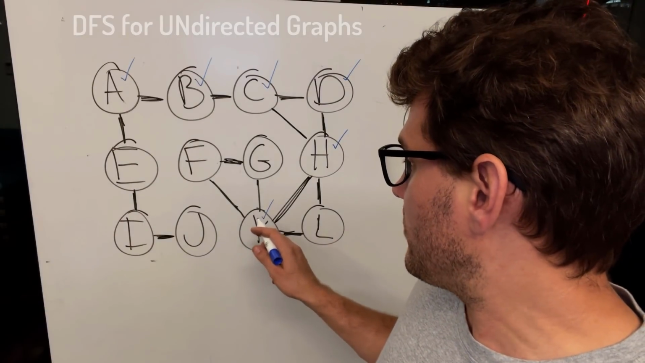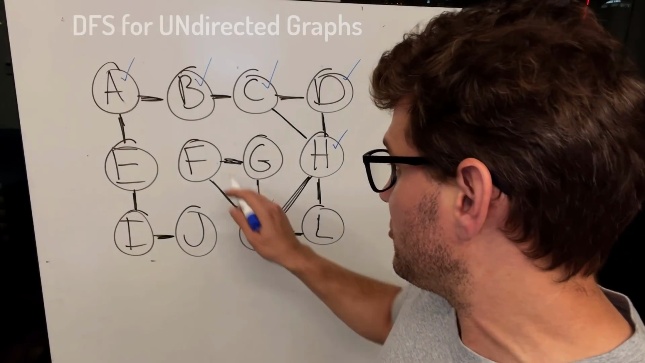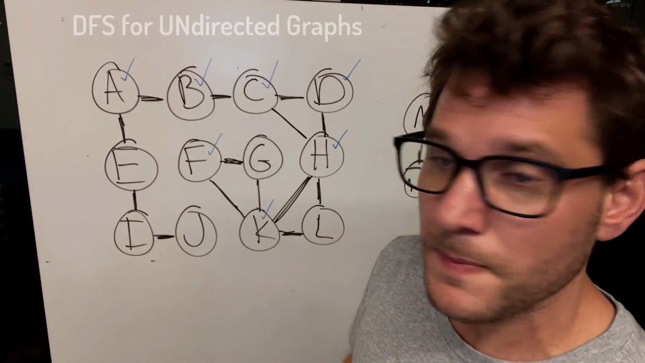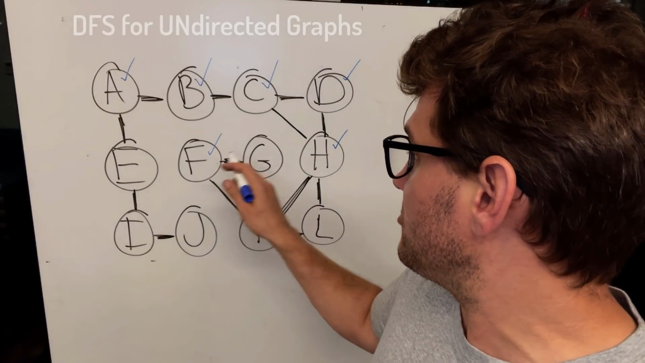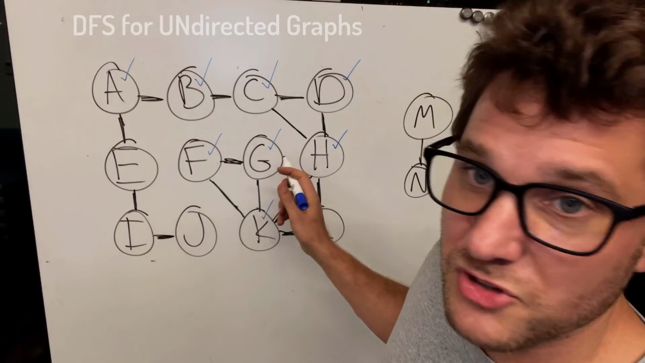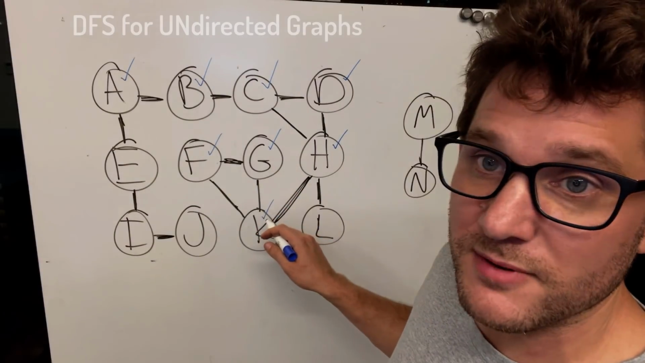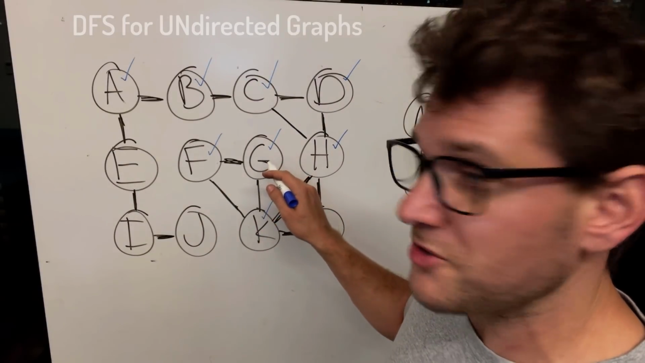Now, from K, we find F. F is the next node in K's adjacency list. We mark it as visited. F then finds G as its first node in its adjacency list. It marks it as visited. G then looks at its adjacency list. It finds K, but K has already been visited. So now we're done exploring G.